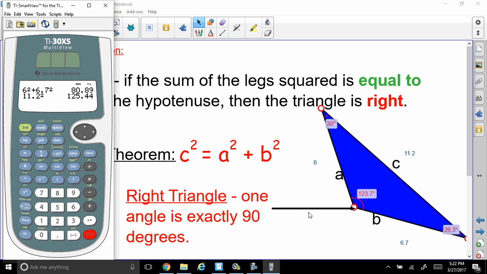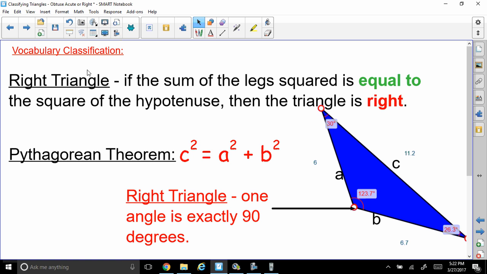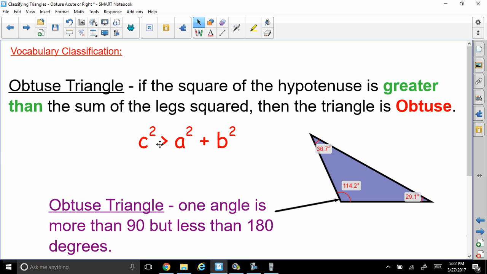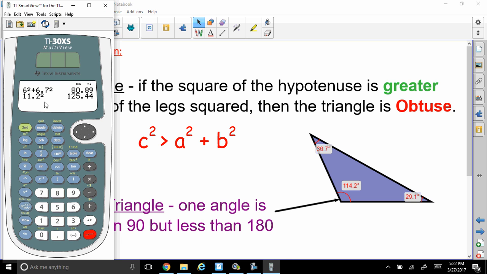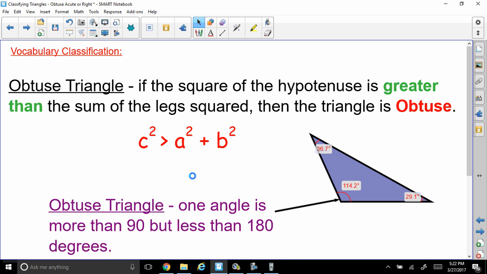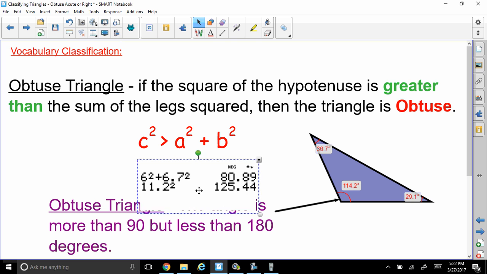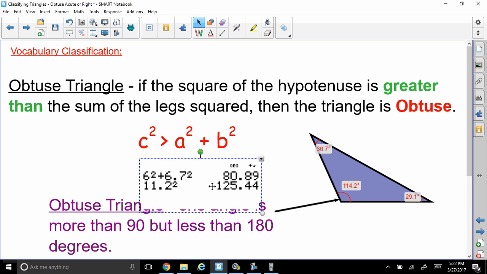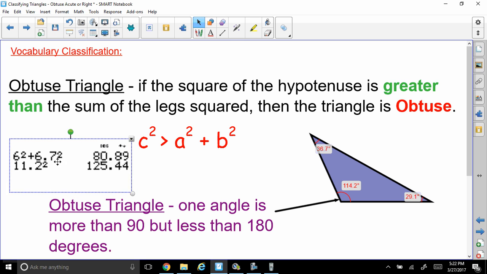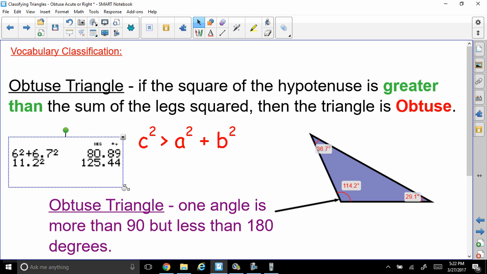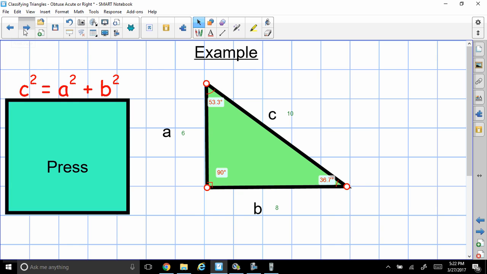So let's go back. So in looking at that, let's go back to our definition of obtuse. When the hypotenuse is greater than the sum of the legs squared, and we squared those two sides, the hypotenuse was bigger, then you have an obtuse triangle. So that's how you prove it. So let's try an example or two, see if we can get it.